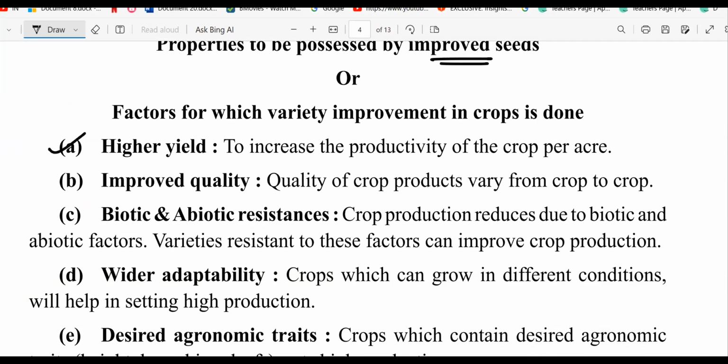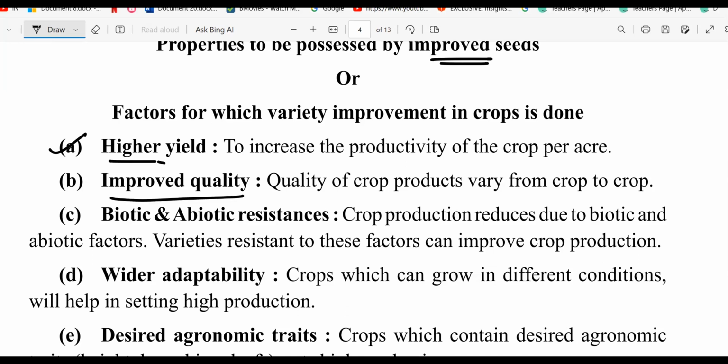First is higher yield. We need higher yield. For example, if a plant is going to give you 35 grains or 100 grains, we want to increase it to 150. If a plant is going to give you 100 grain seeds and we want to improve it, it should give better quality and more in numbers. So higher yield, first of all, this is the reason.